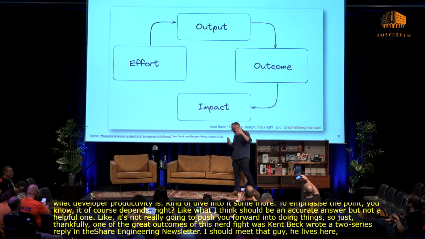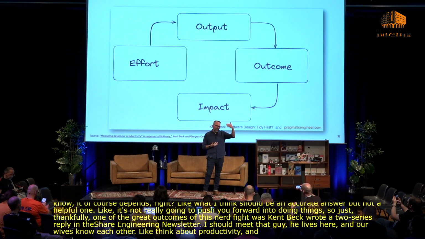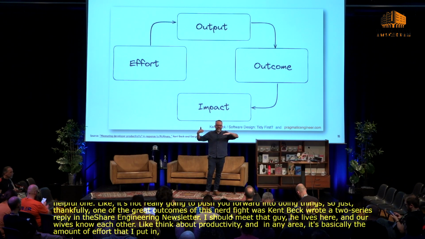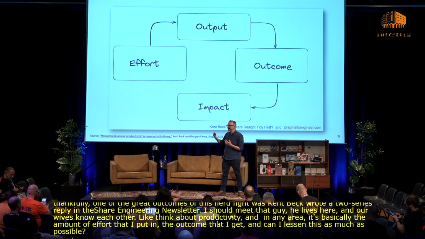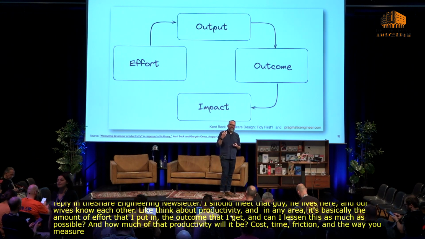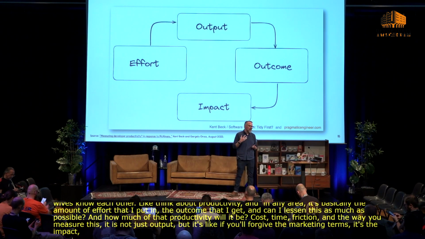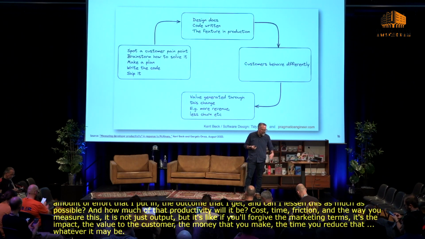But thinking about productivity in any area is basically the amount of effort I put in, the outcome that I get, and can I lessen this as much as possible? And how much of that productivity will be? That could be cost, time, friction. And the way you measure this, it's not just output. If you'll forgive the marketing terms, it's the impact. It's the value to the customer, the money that you make, the time you reduce that passport renewal, whatever it may be. So that's your basic framework for productivity.